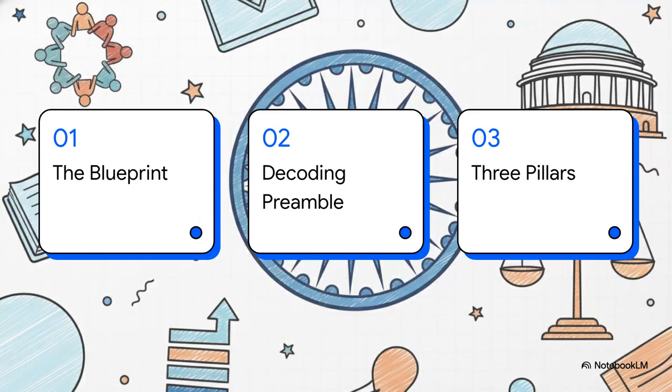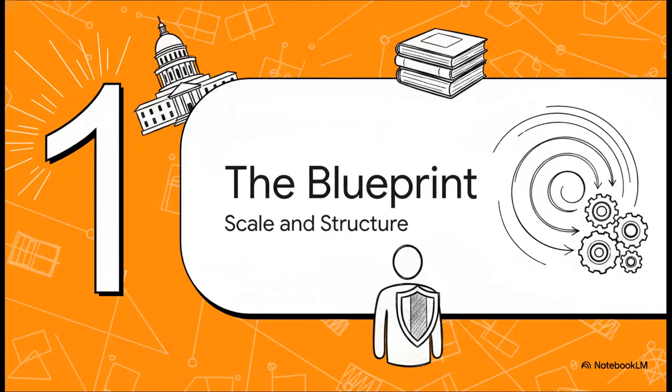So, here's our syllabus for today. First, the constitutional blueprint. Second, decoding the preamble. And third, balancing the three pillars. Let's get right into part 1. Section 1. The Constitutional Blueprint.